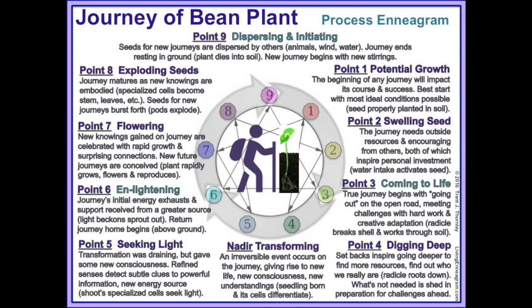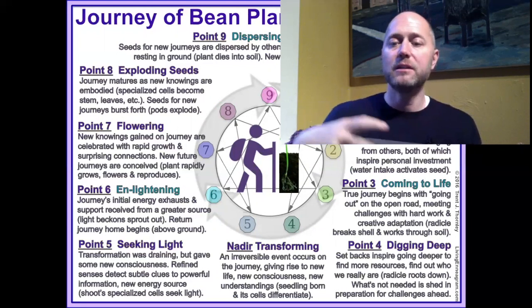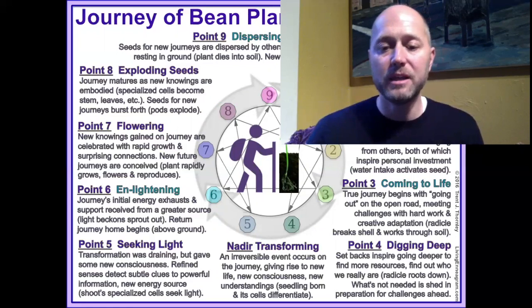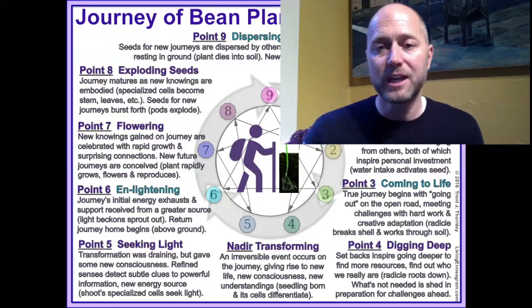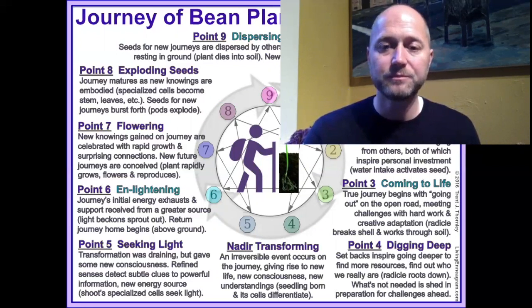And in the case of the journey of the bean plant, it's about planting the seed properly within the soil with just the right conditions. And so this is why point 1 in any process represents the outset of the journey, and making sure that that initial stroke, that initial impression, that initial intention is solid enough and powerful enough to carry one through the process, and so on around the Enneagram.